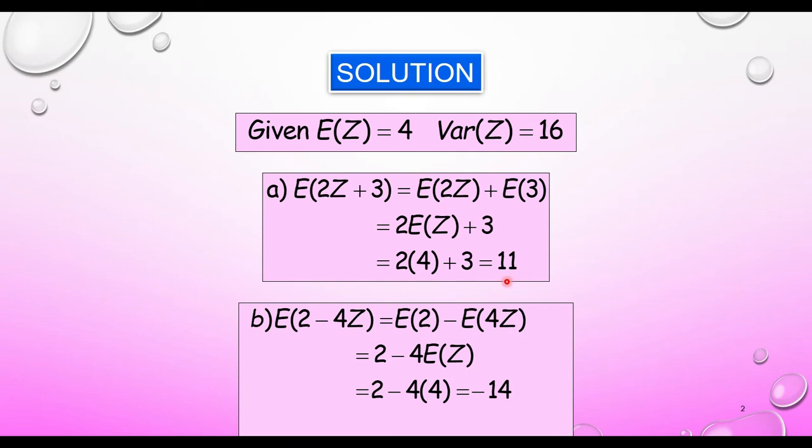B, expected value for 2 minus 4Z can be written as expected value for 2 minus expected value for 4Z. So by using properties, expected value for constant 2 is 2, minus 4 times expected value for Z, which is 4. So 2 minus 16 and the answer is negative 14.